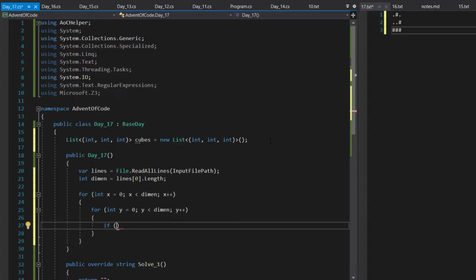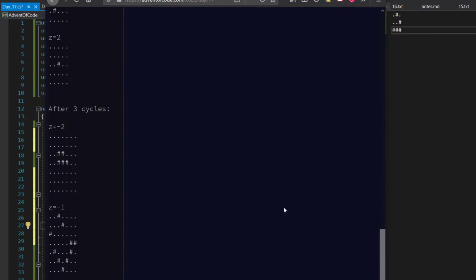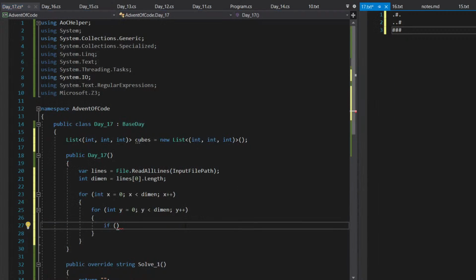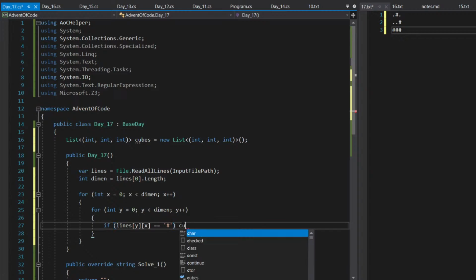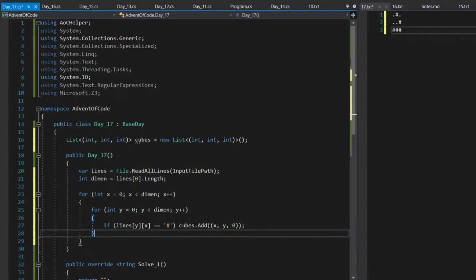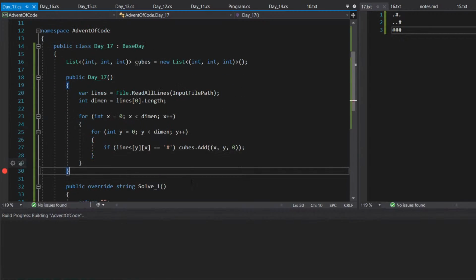So our cubes, is that what we're counting at the end? 100 cubes are left in active state. Yeah. So let's not worry about inactive ones. So let's see if lines Y, X equals pound, then add an active cube. That's going to be X, Y, 0. All right. See what we get for parsing.